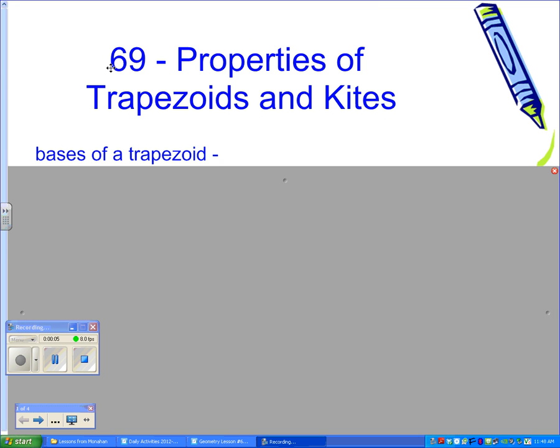Alright, we are looking at lesson 79 today. Pre-cal is doing 79 this afternoon. We're looking at trapezoids and kites.